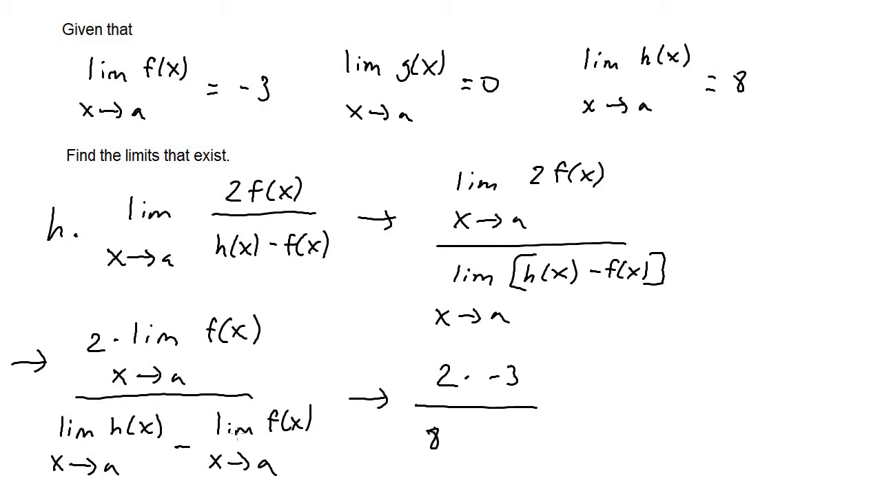So we have 8, and then we have a minus the limit of f of x as x approaches a, which is obviously negative 3. So we have 8 minus a negative 3, which is the same thing as 8 plus 3. So our final answer, 2 times negative 3 is negative 6, divided by 8 plus 3, which is 11. So we have negative 6 over 11.